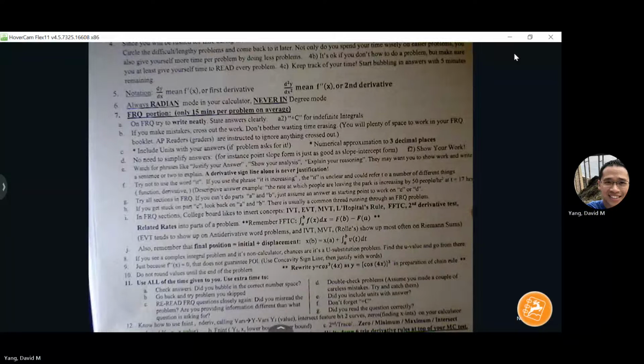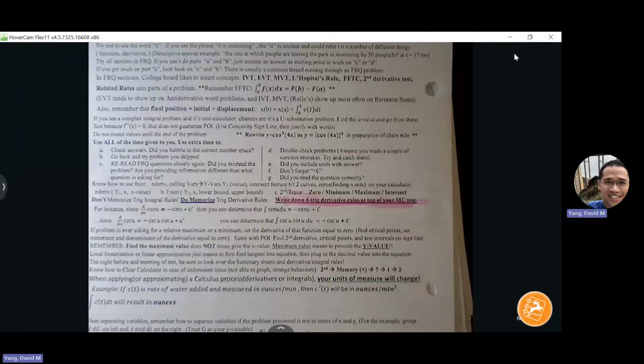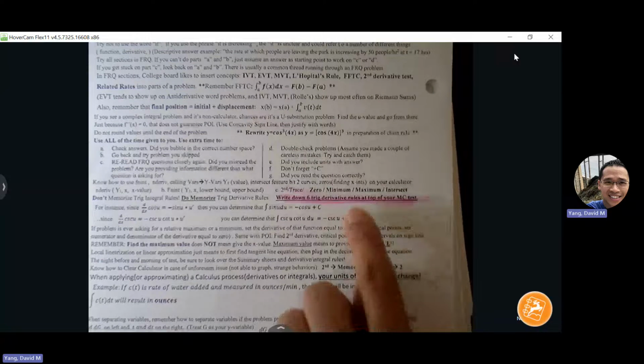I think it's good if you read through this. I do think this is a helpful thing: when you get your multiple choice test, the non-calculator portion, go ahead and spend just a minute to do this real quick. Write down your 6 straight derivative rules at the top of your multiple choice test, because that's where, if you have any derivative or integral rules, it's going to show up. So I think it's really helpful to write those 6 rules.